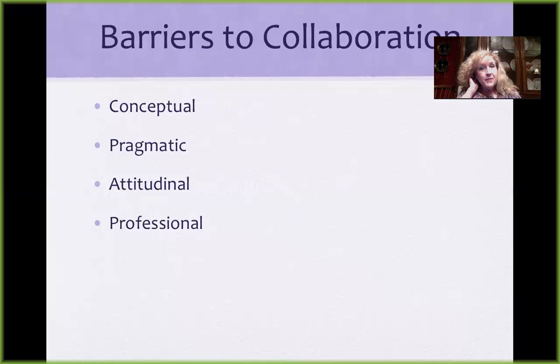There's a list of barriers to collaboration, and this is listed as a question on your first test. And there are 4 types, and you'll be asked on your test to describe them. They are conceptual, pragmatic, attitudinal, and professional. So I want you to spend a little bit of time reviewing those in your textbook and seeing what the differences are.